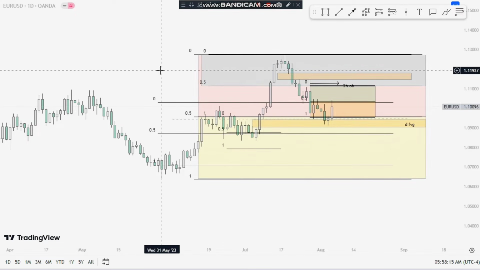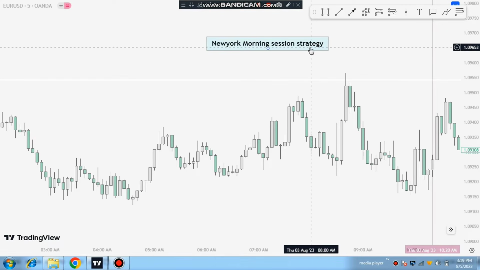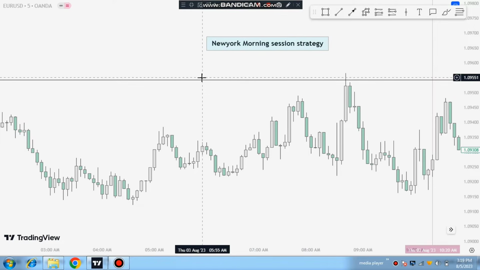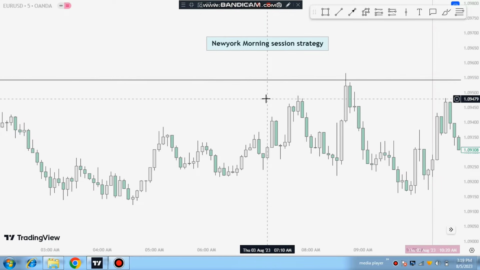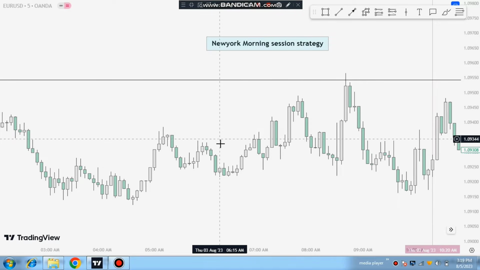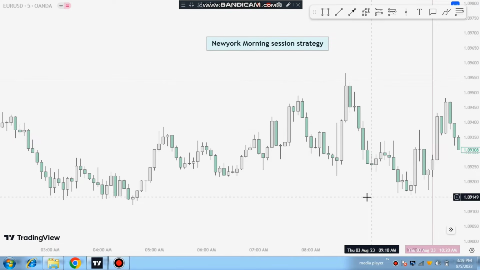Now we will discuss the New York session strategy. Okay, the New York morning session strategy. So again, the first step is drawing the IPDA data ranges. This line that you can see is the 0.5 fib line. Above it is the premium, below it is the discount. So anything bullish here, we long it, because it is the discount.